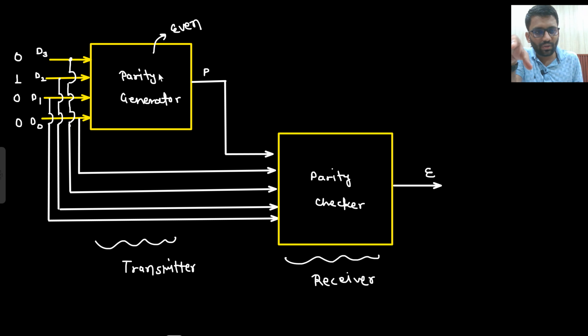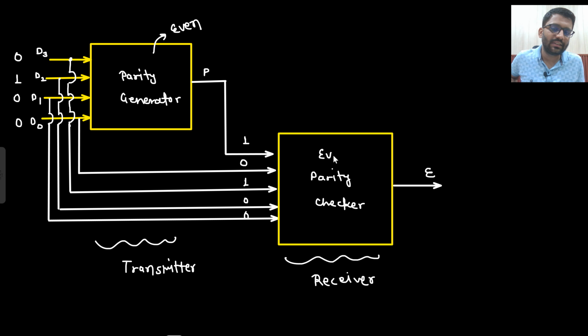That means this parity generator will make sure that at the parity checker you have an even number of bits. So if this is my input, then what will be this value? That would be 1. So this is an even parity generator. So it would be 1, and 0 1 0 0 is my input.